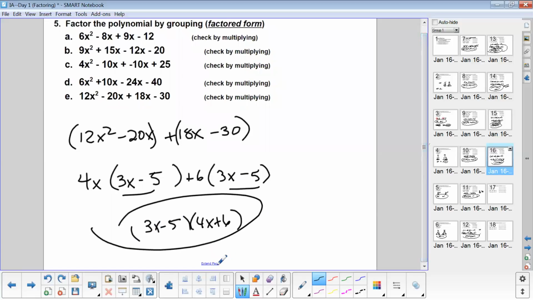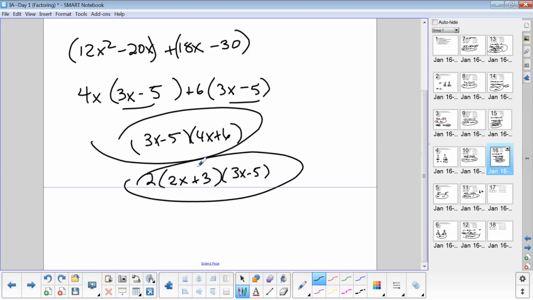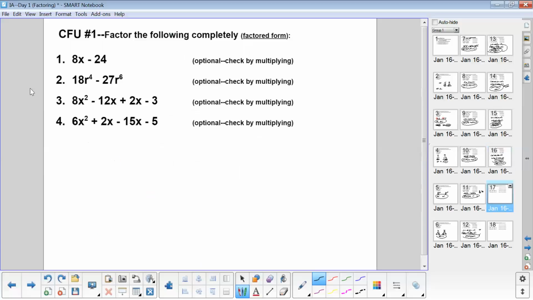And this could also be written, as I said, since these two both have a common factor, it could be 3x minus 5 and 4x and 6 would be 2, so that would be 2x plus 3. So both of these are in factored form. Which leads you now to the check for understanding. And this would be, I want these factored completely.